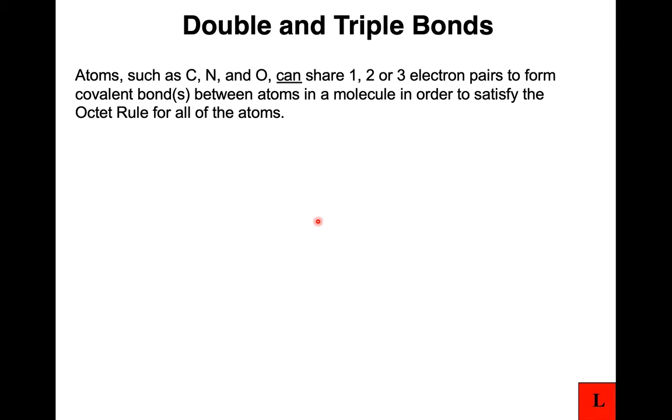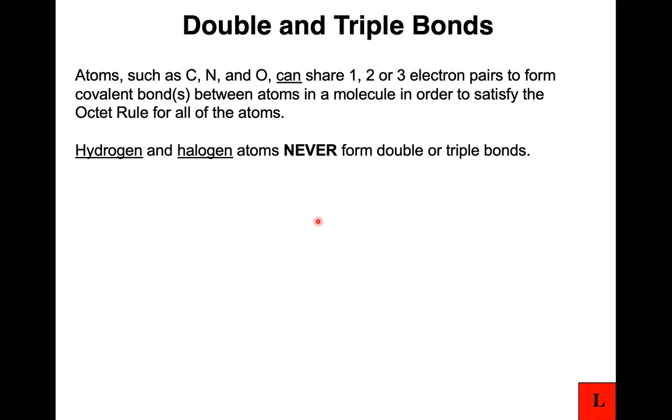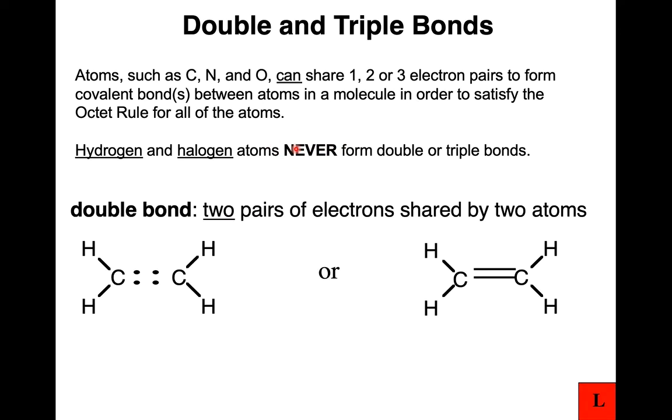Atoms such as carbon, nitrogen, and oxygen can end up sharing 1, 2, or 3 electron pairs to form single, double, or triple bonds. The hydrogen atom and halogens never form double or triple bonds. And so we'll run across these in a minute. So for example, this is an alkene. For all the atoms to be satisfied, it needs to form a double bond between the carbons. And so now this carbon on the left, 2, 4, 6, 8, and the carbon on the right, 2, 4, 6, 8.